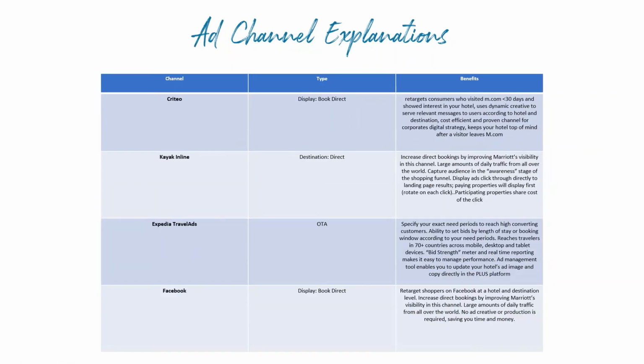Here's a couple of different ones too. So Criteo, that is a display ad. It's a book direct. So this is a retargeting ad. I'm sure you've all seen something similar to this if you've been on a website like CNN, where you'll see an ad banner either on the right-hand side or in the top. So this retargets people who have visited the brand.com site within 30 days and have shown interest in your hotel. So it uses dynamic creative with images that are already on your website. And this is just a reminder to those people, saying, hey, don't forget, so they don't forget about you.